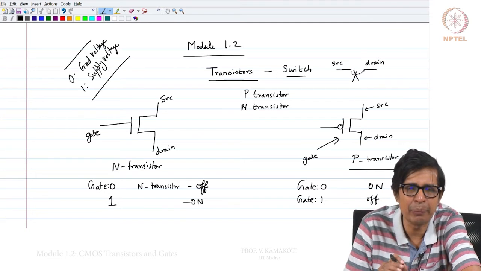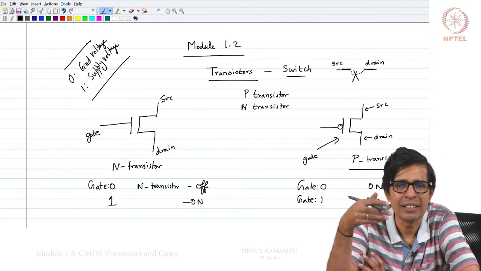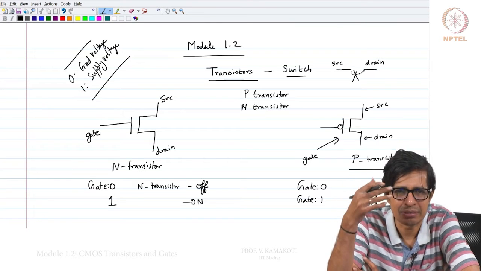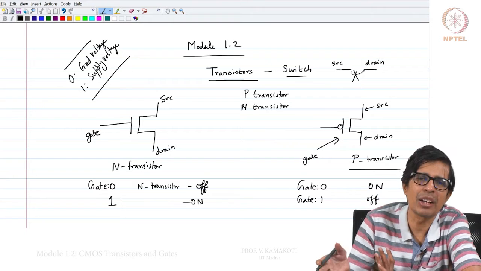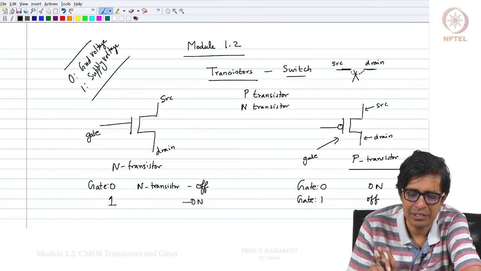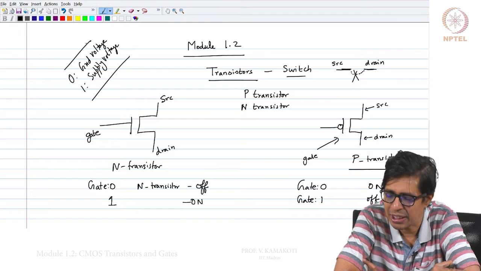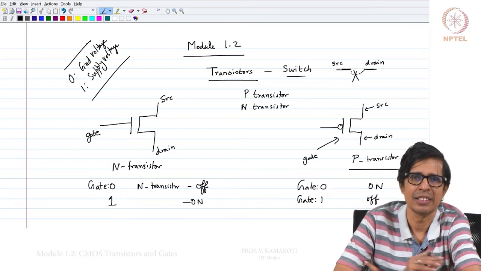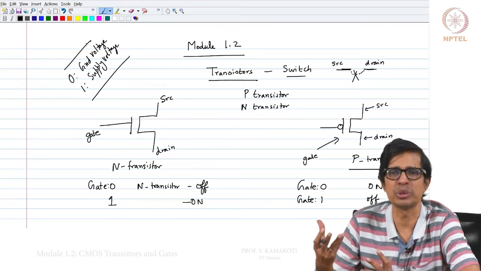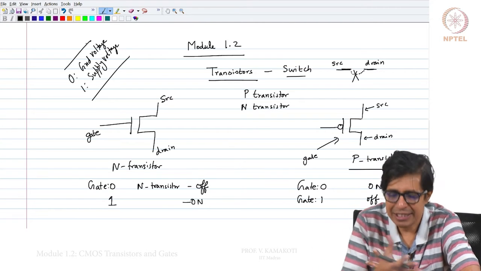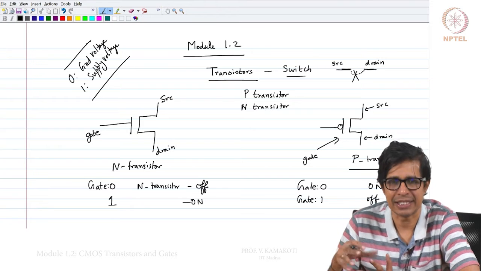For you to quickly remember, the N transistor works normally. Normally 0 means off, 1 means on, right. So, the N transistor works in that normal fashion. The P transistor works exactly opposite to it. So, this is how we can distinguish the functioning of the P transistor and N transistor. Now, the entire computer, your mobile phone, which has close to 1 billion transistors now, has such transistors, and the entire system is built out of these transistors.